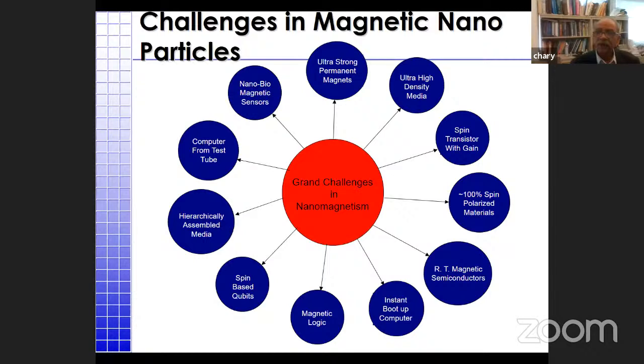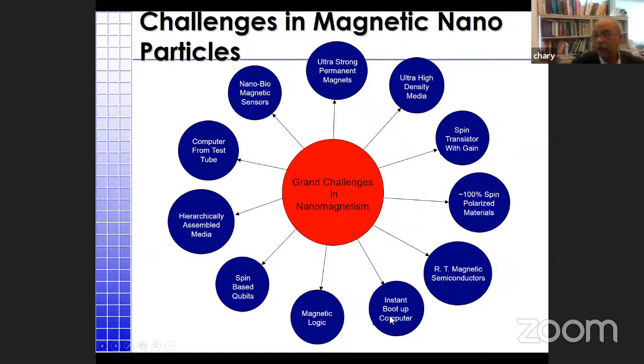The hysteresis curves are S-shaped. We want to go from S-shaped to square-shaped hysteresis curves. And we are also looking for ultra-high density media. And there is a lot of work going on in spin polarized materials, room temperature magnetic semiconductors. These are also known as dilute magnetic semiconductors. Sometimes this is also called the spintronics area.